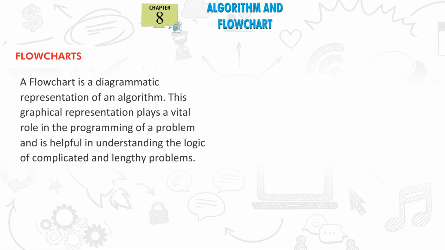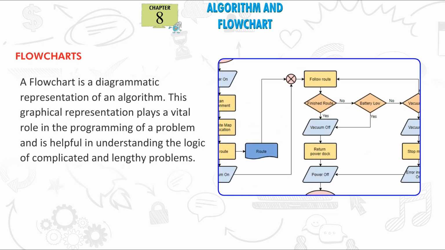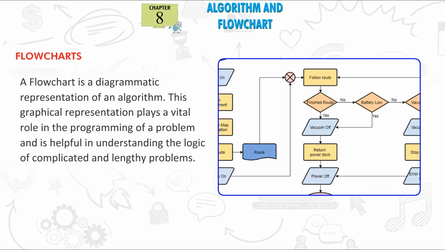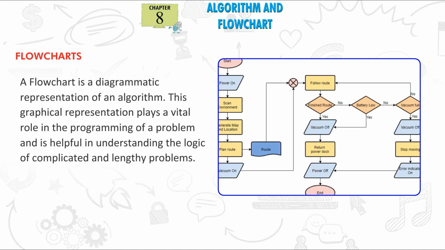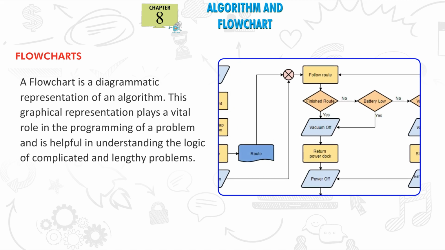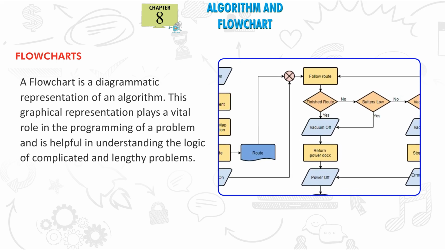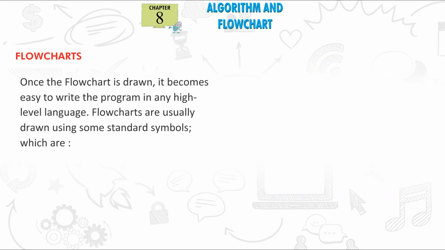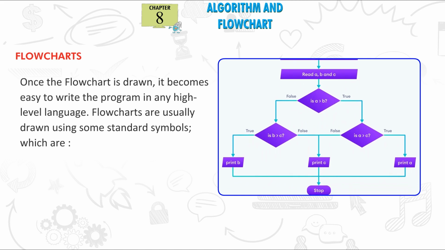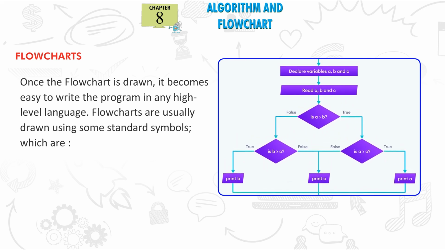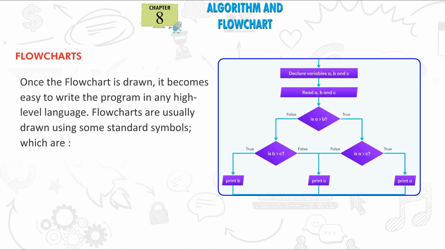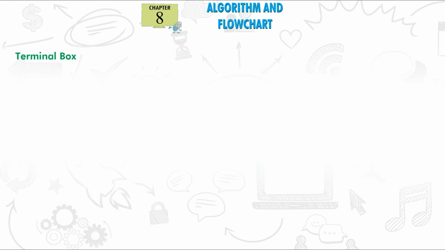Flowcharts. A flowchart is a diagrammatic representation of an algorithm. This graphical representation plays a vital role in the programming of a problem and is helpful in understanding the logic of complicated and lengthy problems. Once the flowchart is drawn, it becomes easy to write the program in any high-level language. Flowcharts are usually drawn using some standard symbols, which are terminal box.